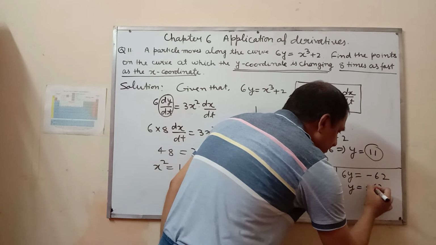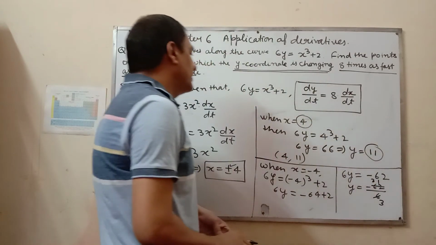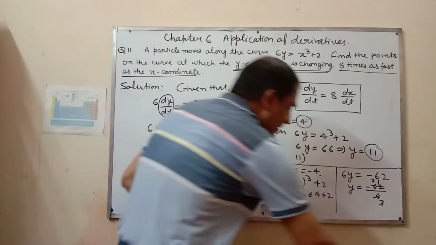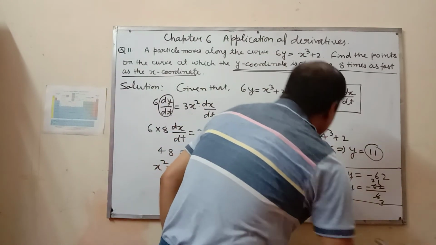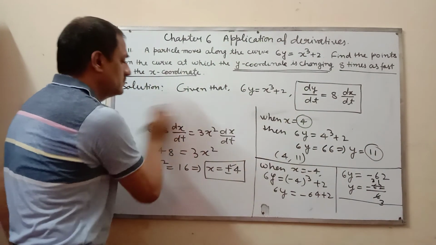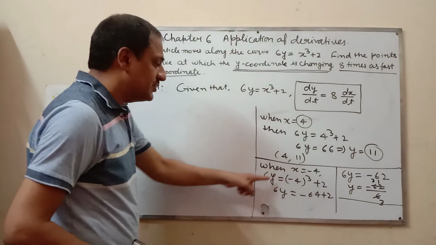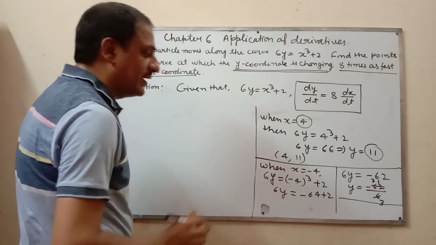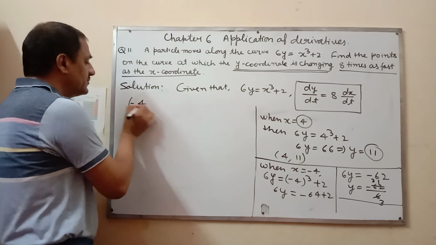2 times 3 is 6. So y = -31/3. Hence the second point will be, when x = -4, the value of y is -31/3. Hence the point will be (-4, -31/3).